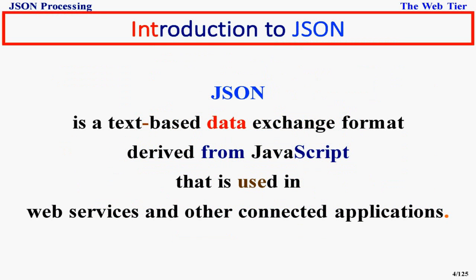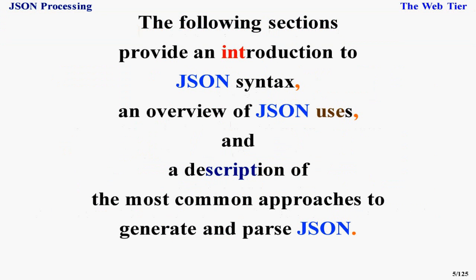Introduction to JSON. JSON is a text-based data exchange format derived from JavaScript that is used in web services and other connected applications. The following sections provide an introduction to JSON syntax, an overview of JSON uses, and a description of the most common approaches to generate and parse JSON.